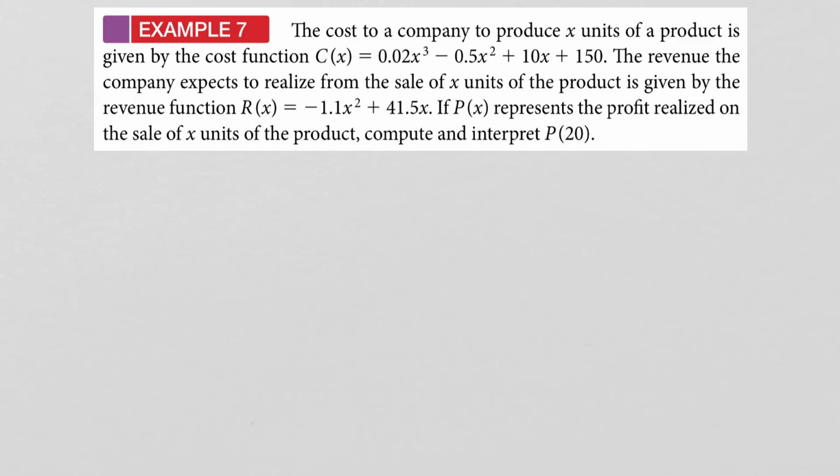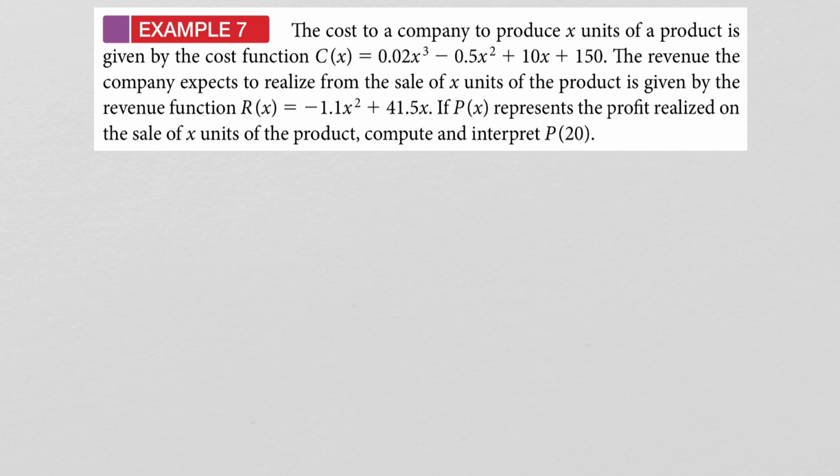In our final example, the cost to a company to produce X units of a product is given by the cost function that you see here. The revenue the company expects to realize from the sale of X units of the product is given by the function that you see here. If P of X represents the profit realized on the sale of X units, compute and interpret the profit of selling 20 units.